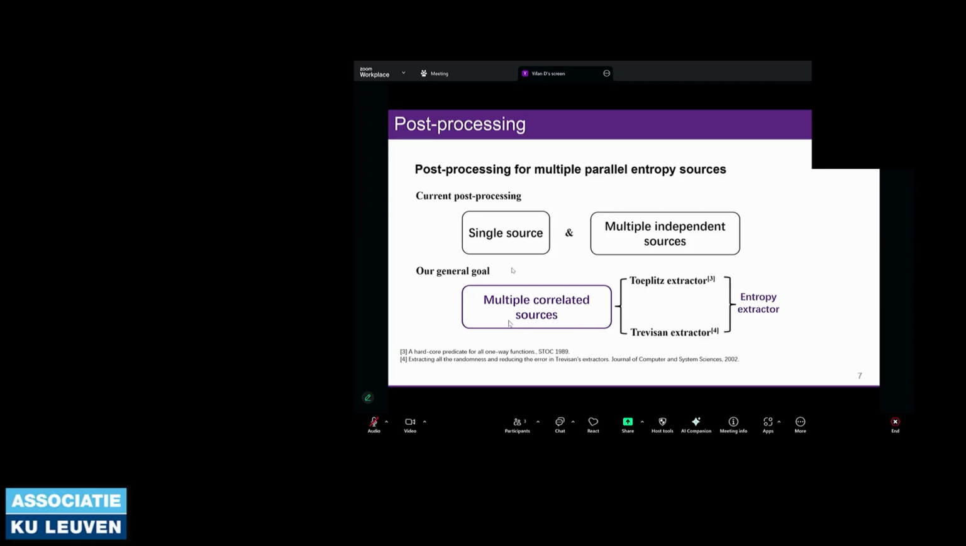If these sources are truly independent, post-processing is simple. A counter method can do it. But in reality, on a single chip, these sources are often correlated due to the shared power lines or temperature variations. Therefore, a post-processing module is necessary to extract uniformity from multiple parallel entropy sources with dependence and satisfy the required throughput. 2 previously proposed methods, Toeplitz extractor and the Trevisan extractor, can satisfy this requirement. Both of them belong to the entropy extractor.